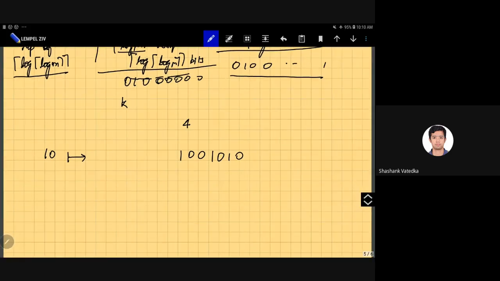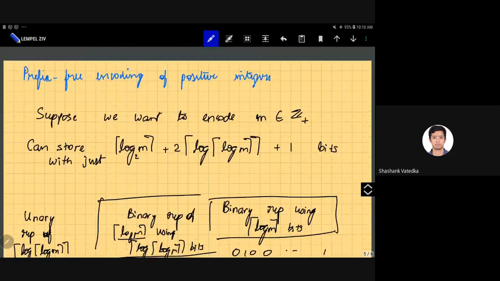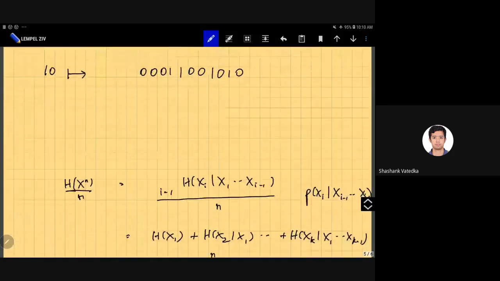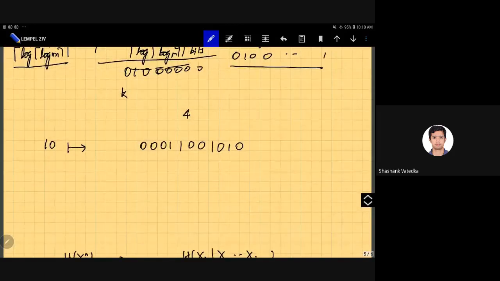So I'll represent the number 3 in unary. I can do this by storing 0001 or 1110. Ultimately, both of them are equivalent. So unary of k would be k zeros followed by a 1, or k ones followed by a 0, whatever. As long as you're consistent, it's good enough.